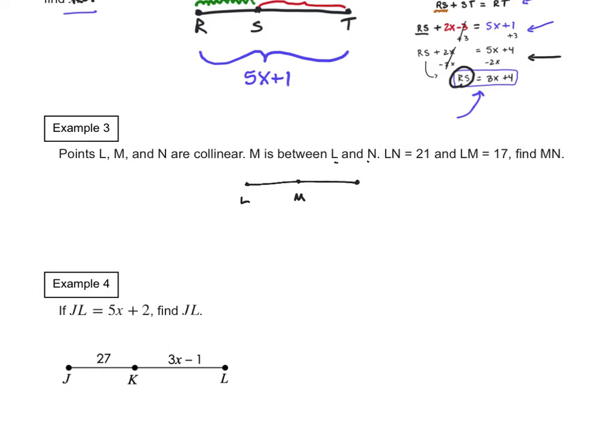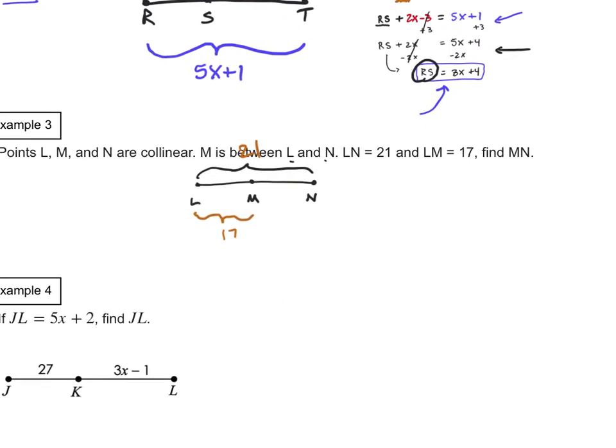L, M, N. Ln is 21. This entire length is 21. Then it tells me that Lm is 17. Wow, this one seems a lot easier than the last one, but I'm going to go ahead and do that same form, fit, and function that we did before.